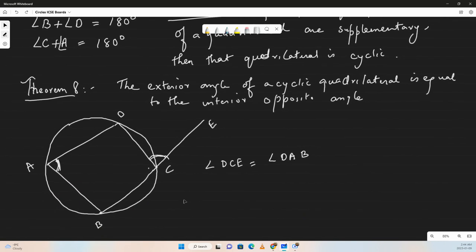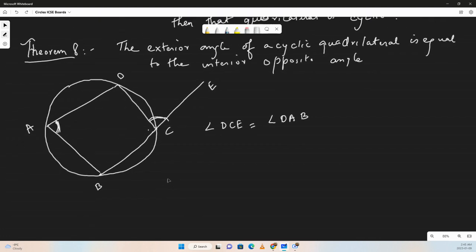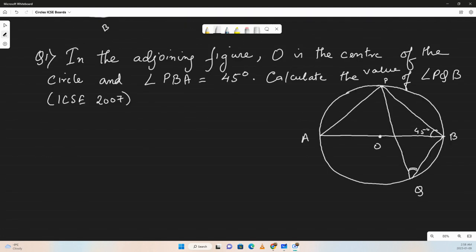And then theorem 8 is talking about the exterior angle. So here the exterior angle DCE is equal to the interior opposite angle. So those are the theorems. So now let's move on to our first question. Okay, so let's start the practice with a question that came in our previous ICSE exam.